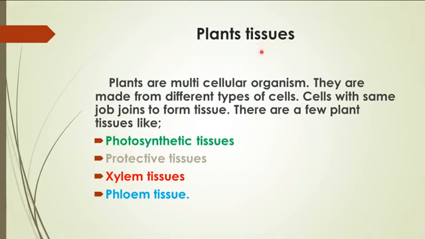Plants tissue. Plants are multicellular organisms. You know that. It is not made up of a single cell but a combination of many millions of cells. They are made from different types of cells, cells with the same job joined to form tissues. There are a few plant tissues like photosynthetic tissue, protective tissue, xylem tissue, phloem tissue.